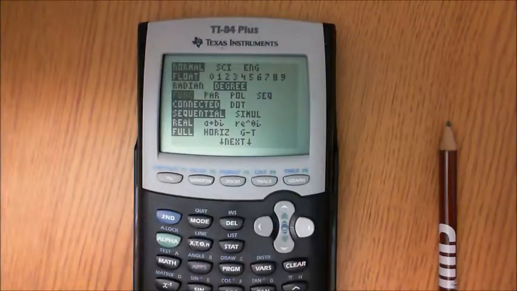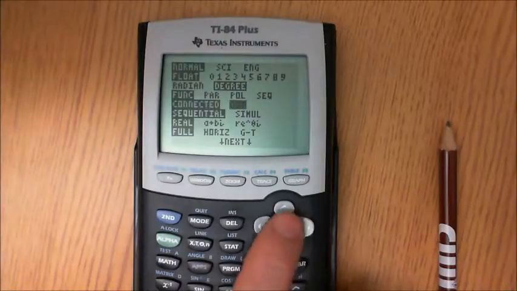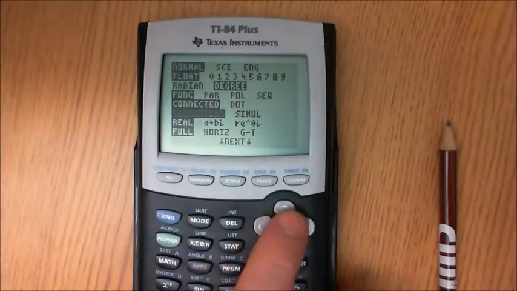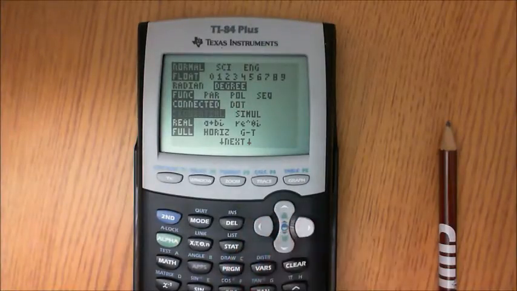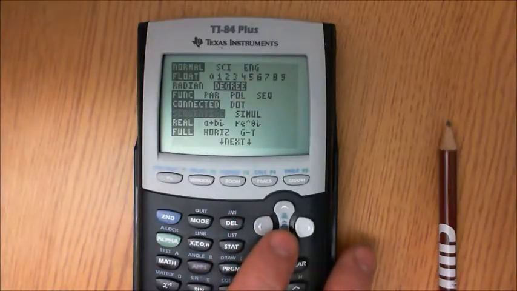Next one has to do with your graphing. You can either do function graphing, parametric, polar, or sequential, and we're just going to leave it with function, and we'll use that in just a minute. When you're plotting, you can either have connected dots or just dots. You can either do it sequentially on your graph, so this is with graphing as well. So if I have 2 different graphs, it'll graph one line first and then the second one, versus simultaneously, which will just graph them at the same time. So that's just a personal preference.